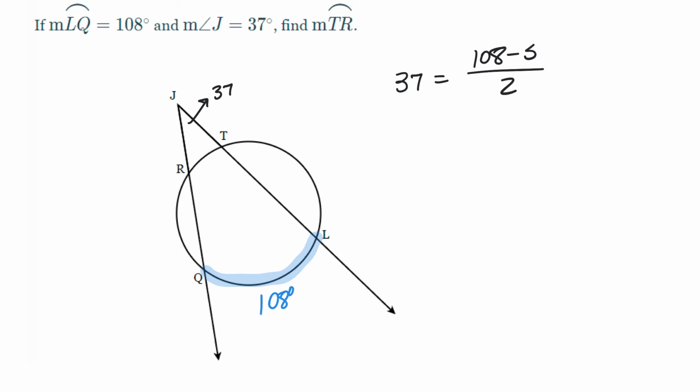And essentially we're dealing with the same process. We're going to multiply both sides by 2, which would kill our denominator. And then 37 times 2 is going to be 74, excuse me.